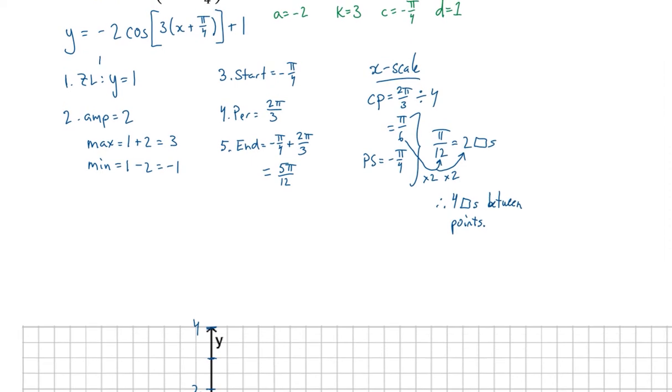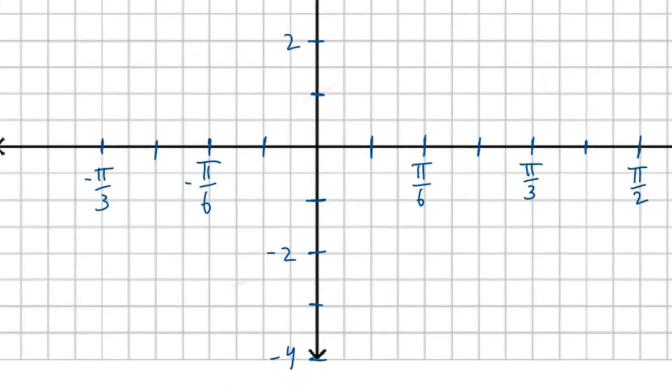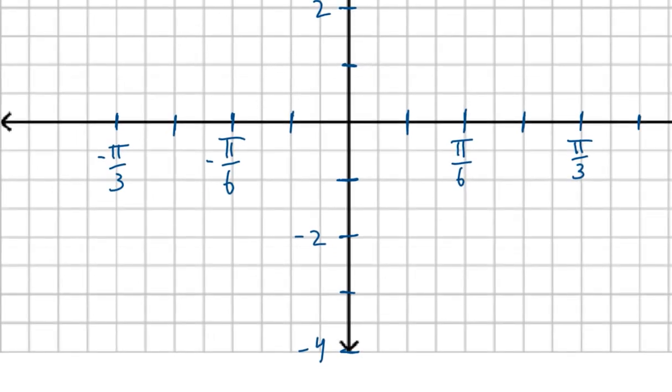I'm remembering that I have reflection. So cosine usually starts on the max. Again, that's something you just need to know, but it's reflected, so it's going to start on the min. So we're going to start at negative 1, and we're going to start at negative pi by 4. Well, where's negative pi by 4? It's not on here. So how are we going to figure it out?